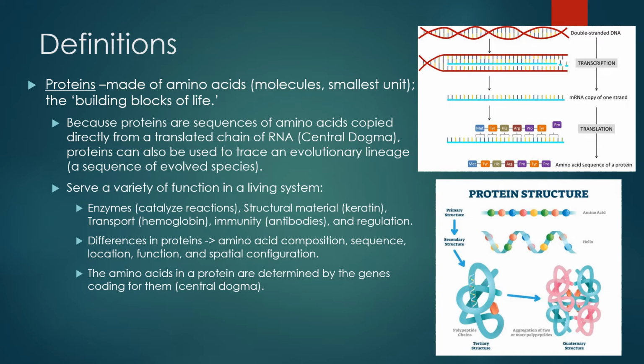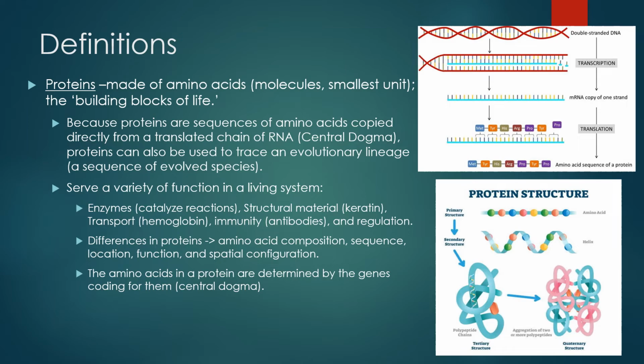Because proteins are sequences of amino acids copied directly from translated chains of RNA, as a reminder, that's what is described in the central dogma, proteins can also be used to trace an evolutionary lineage. A lineage is a sequence of evolved species. Proteins also serve a variety of functions in a living system. Sometimes they are enzymes, which help catalyze reactions or make reactions happen more readily.